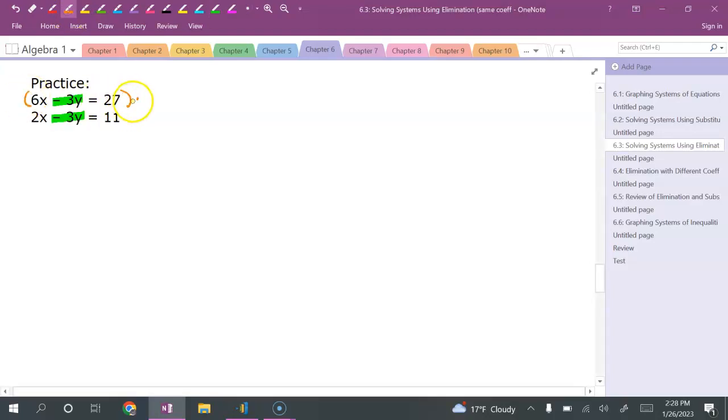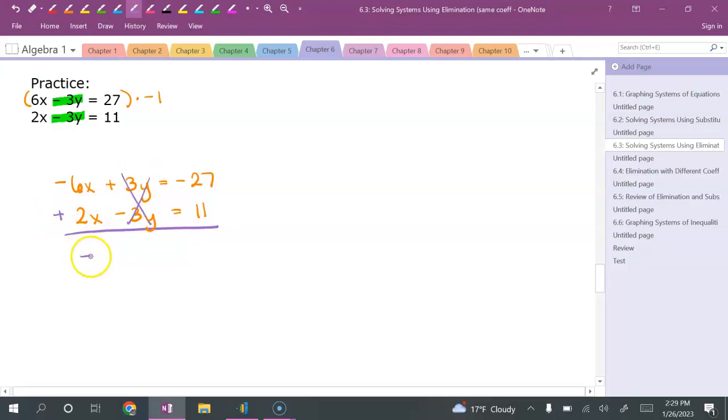I just took the top equation times negative 1. So now it says negative 6x plus 3y equals negative 27. I brought down the second equation because I'm not going to change anything about that one. I'm going to add my two equations together here. The y's are gone, and I'm left with negative 4x equals negative 16. Then I divide it by a negative 4. And so I get x equals 4.